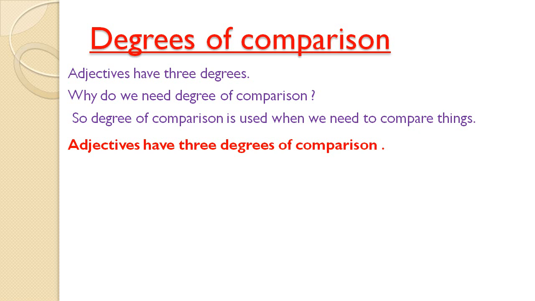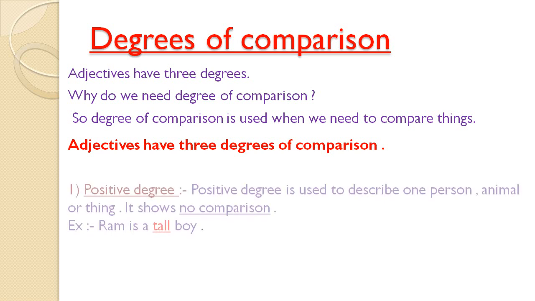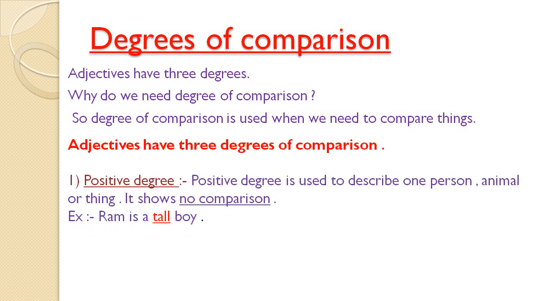Firstly, we will see the positive degree. Positive degree is used to describe one person, animal or thing. It is not used for comparison. For example, Ram is a tall boy. Here the word tall is only telling the quality of Ram. It is not used for comparing Ram with any other person. So here you will get the positive degree.